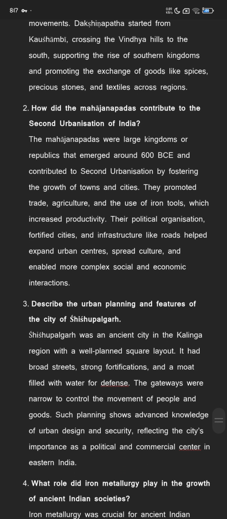How did the Mahajanapadas contribute to the second urbanization of India? The Mahajanapadas were large kingdoms or republics that emerged around 600 BCE and contributed to second urbanization by fostering the growth of towns and cities. They promoted trade, agriculture, and the use of iron tools, which increased productivity. Their political organization, fortified cities, and infrastructure like roads helped expand urban centers, spread culture, and enabled more complex social and economic interactions.